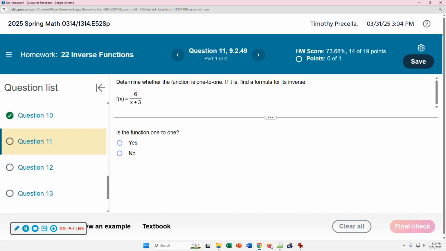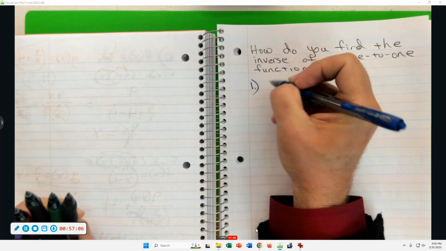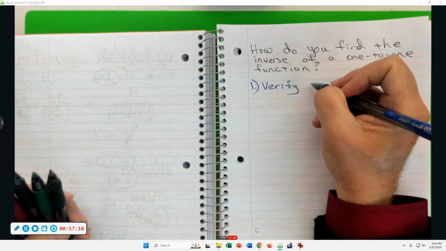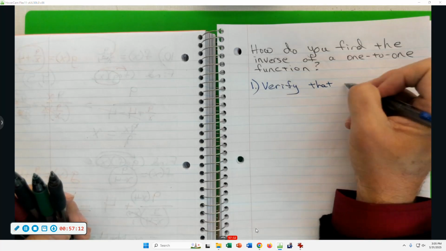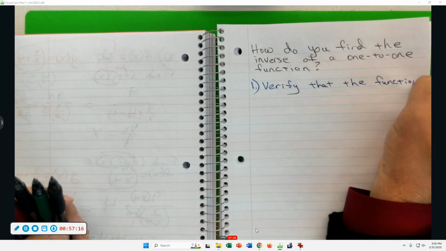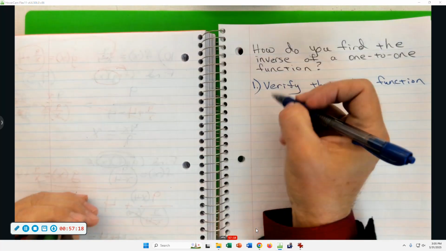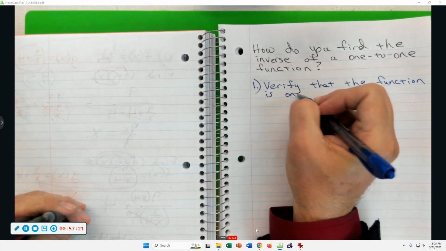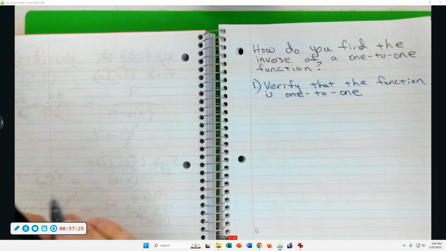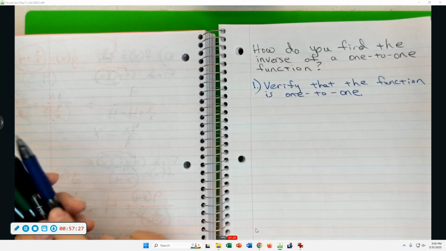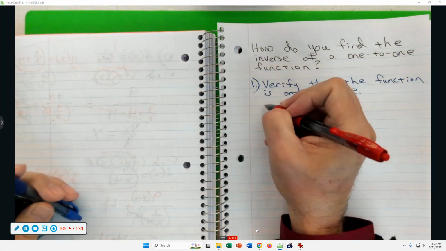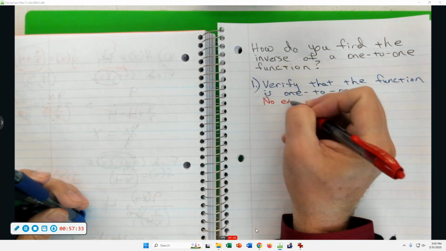Switch to my paper. I'm going to write down that first step. You got to verify, just convince yourself that the function is one-to-one. Because if it's not one-to-one, they're not going to want you to find the inverse. Verify that the function is one-to-one. And remember, I said, if you're looking at an equation, if it's one-to-one, there should be no even exponents.